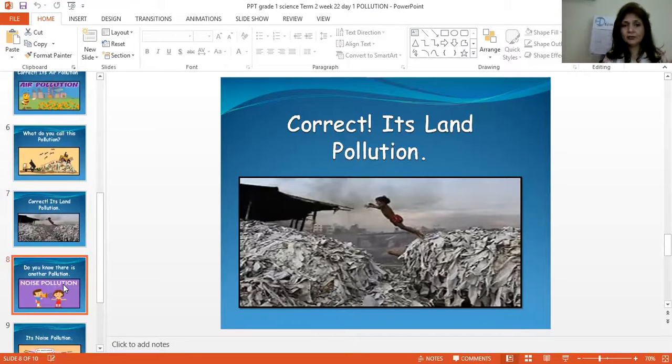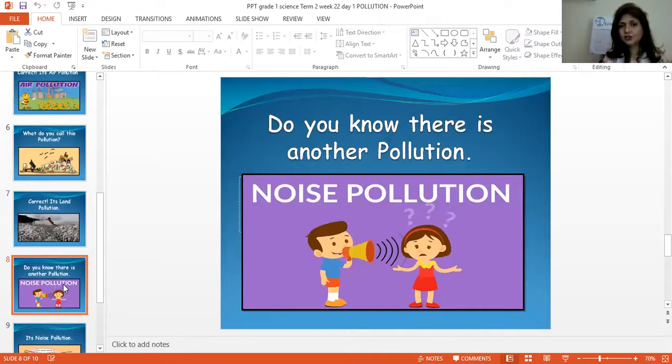And the other one is, do you know that there is another pollution which is noise pollution? When the television volume is too high at your homes, when you are screaming, when you are shouting, or when you are making noise, it is harmful for your ears because it is very, very loud. So it might affect your ears, right?